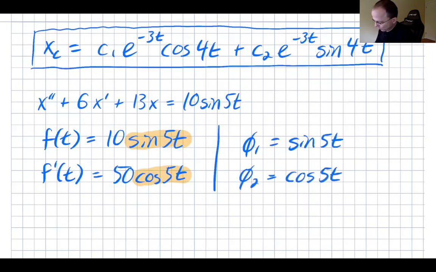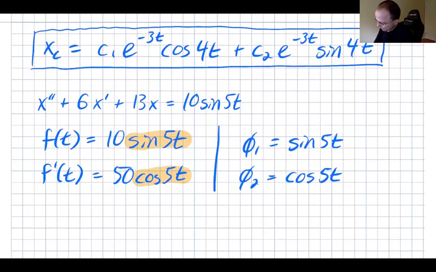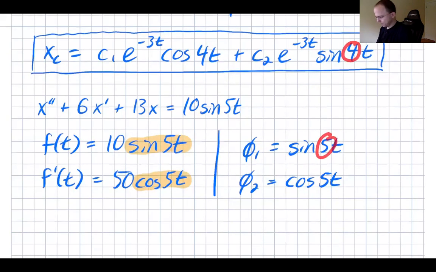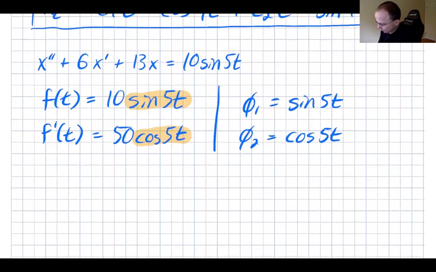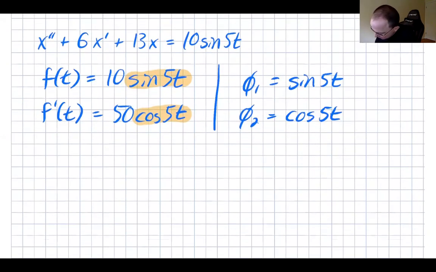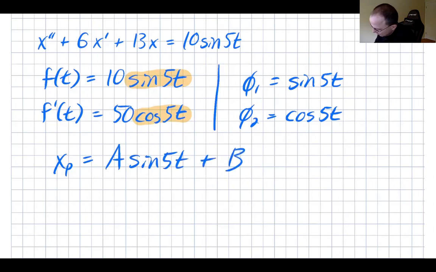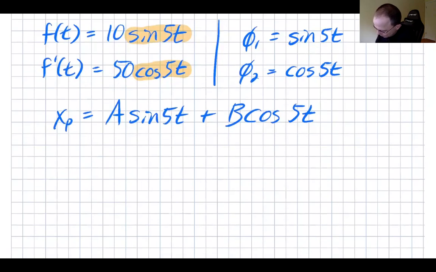And also, of course, I'm checking whether these are solutions of the homogeneous equation, and the answer is no, because we have 5 here and there's 4 here. So we're good. Those are the functions that will comprise our particular solution. So xp is going to be a times sine 5t plus b times cosine 5t. Okay, so we have to solve for a and b.